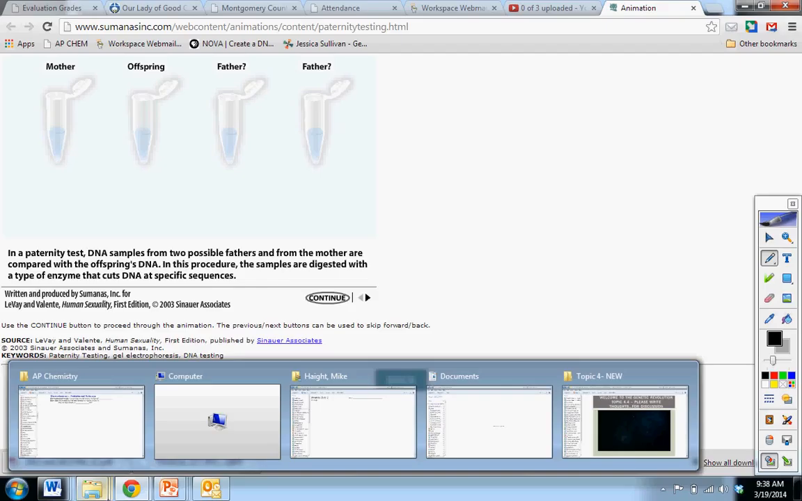All right, in a paternity test, DNA samples from 2 possible fathers and from the mother are compared for the offspring's DNA. In this procedure, the samples are digested with a type of enzyme that cuts DNA at specific sequences. What do we call those enzymes? What are those enzymes called? Say it. Well, the specific sequences are genes, but what is the enzyme? What's the term for it?